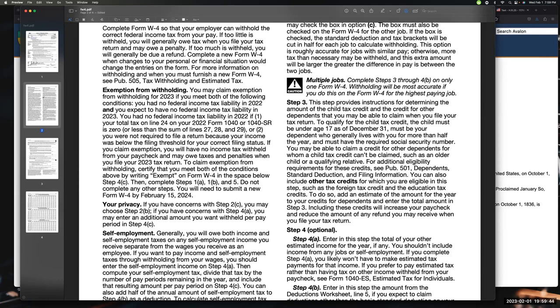It says you may claim exemption from withholding for 2023 if you meet both of the following conditions. You had no federal income tax liability in 2022.